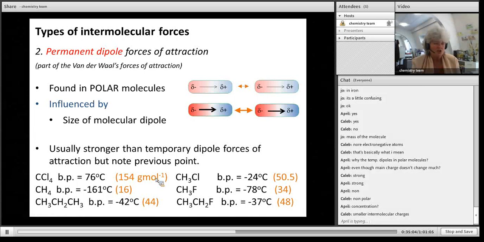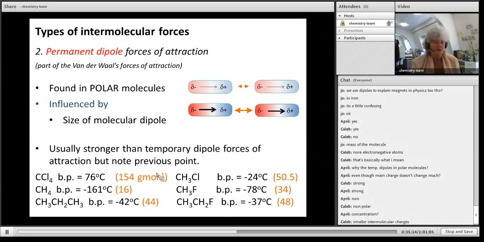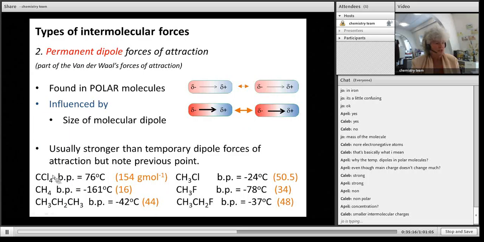Small intermolecular charges. I think you're trying to string a few ideas together there. Are you trying to talk about a molecular dipole? There's no molecular dipole over here. It's a non-polar molecule. This one is a polar molecule. Not, as I say, very polar, but it's still polar.